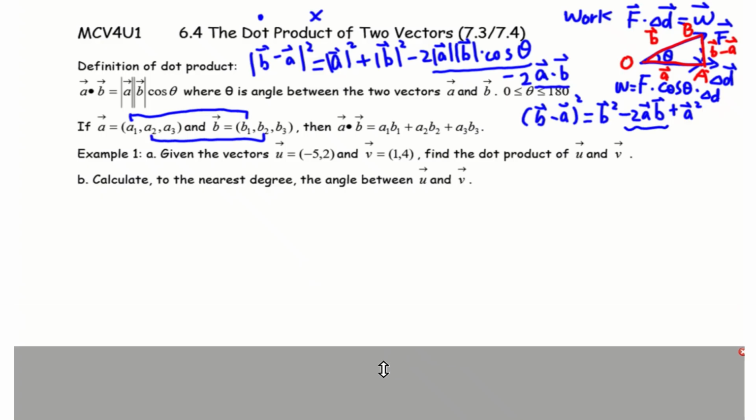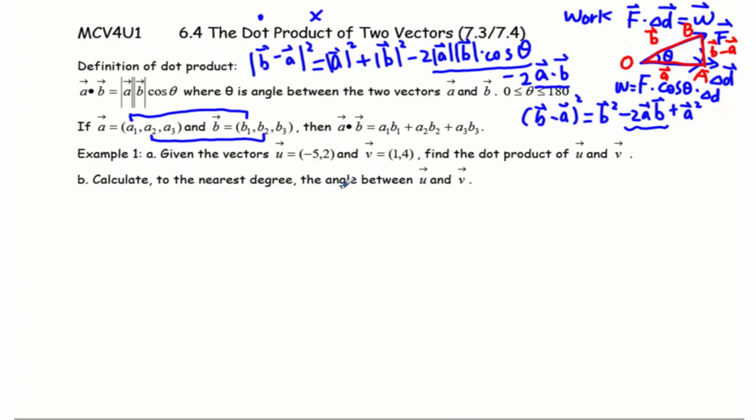Okay, so we have example 1. Given two vectors, this is 2 dimensions. Find the dot product of u and v, and after that it also asks you to find the angle between u and v. So instead of drawing the triangle and using the cosine law to find it, we are going to use this formula to find it.